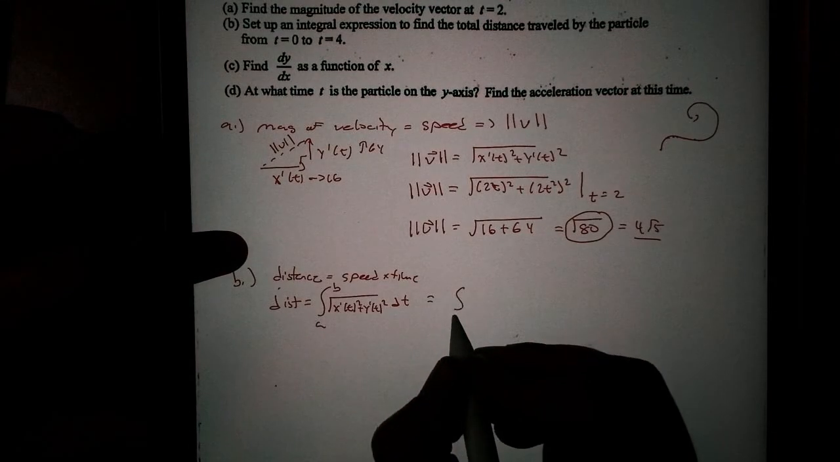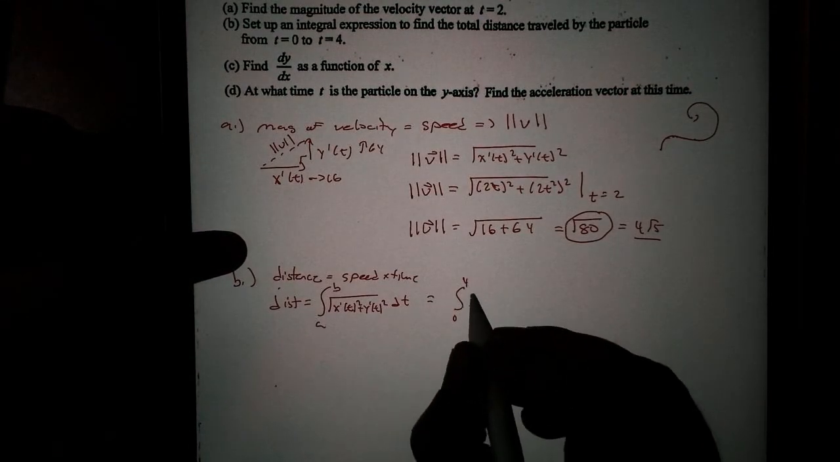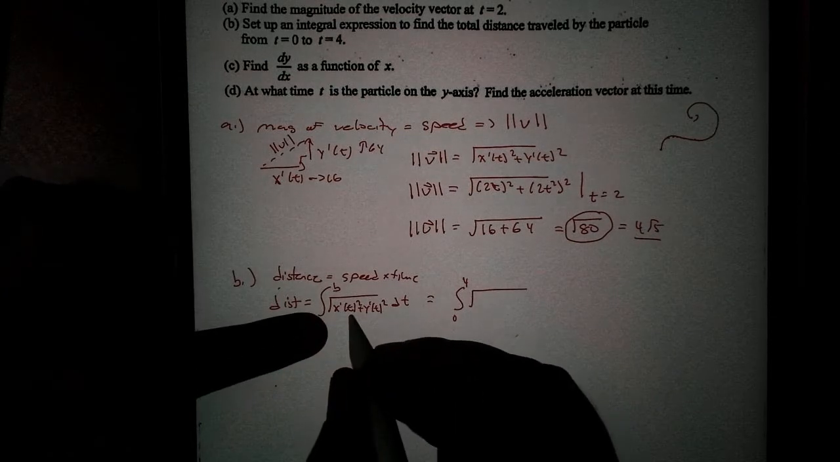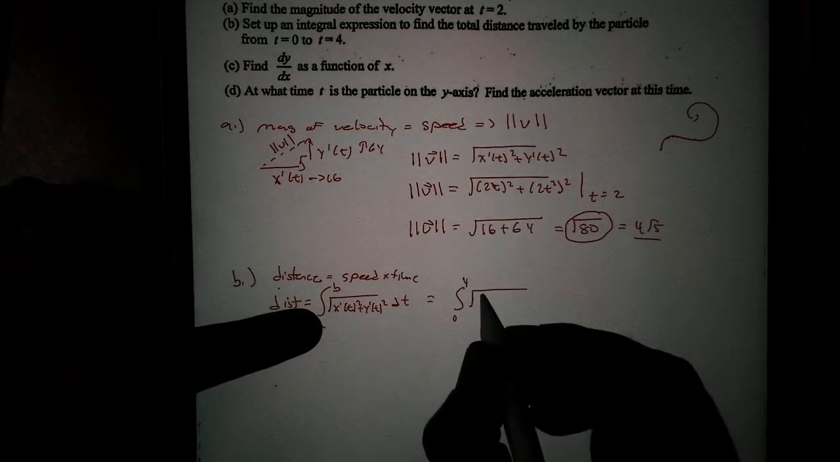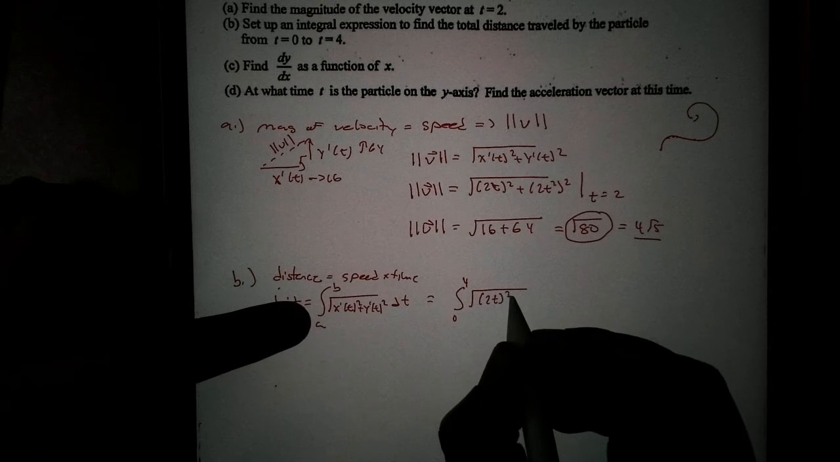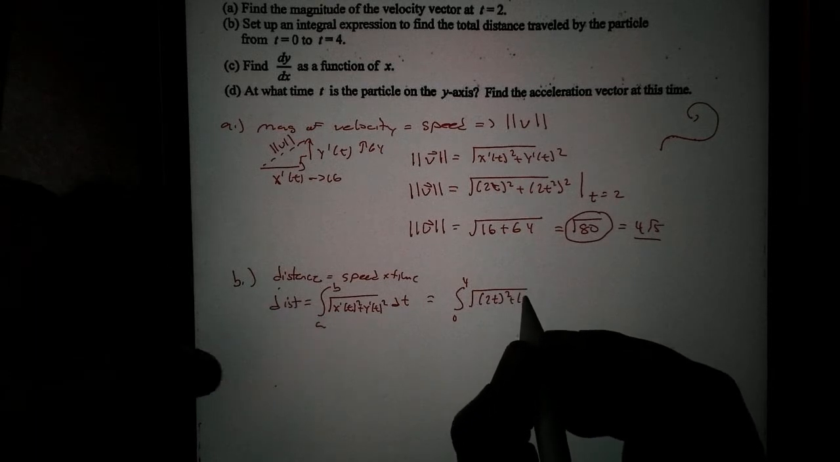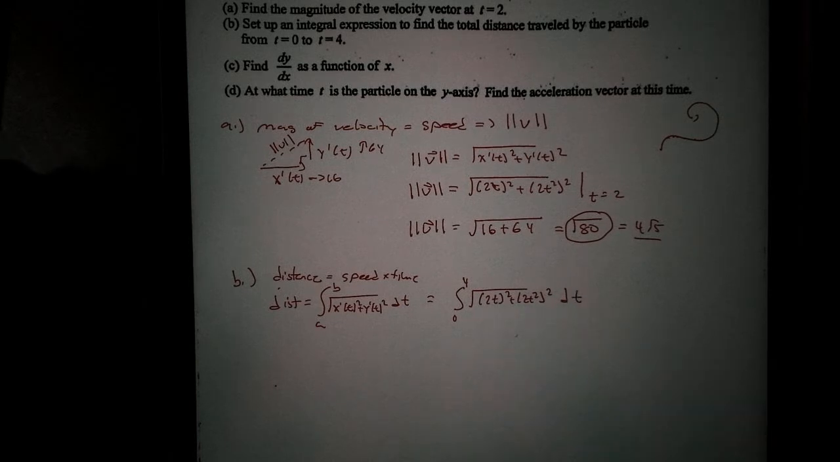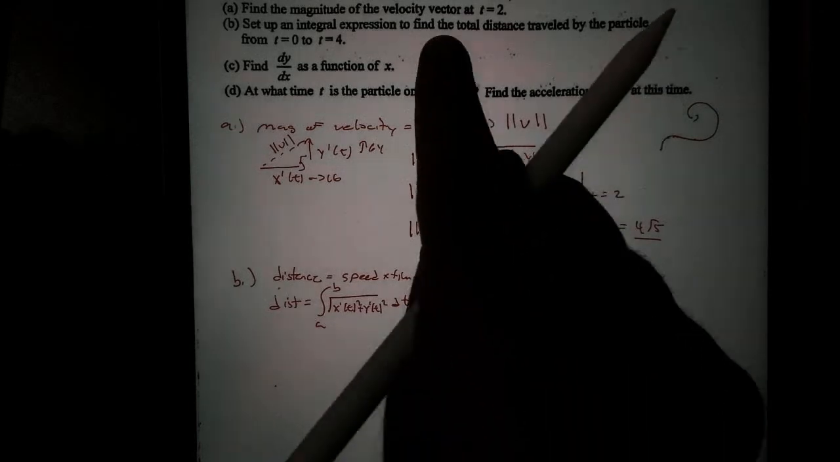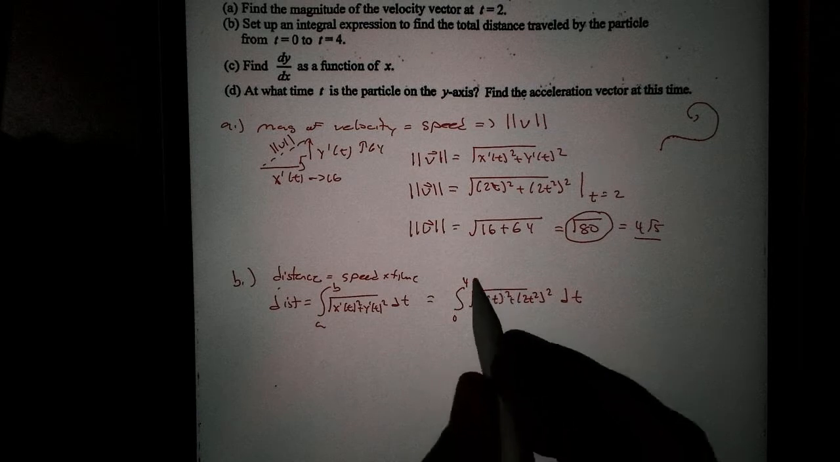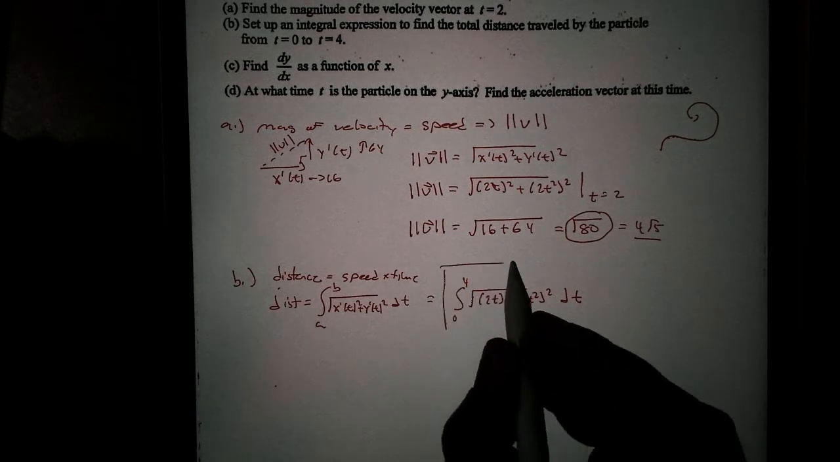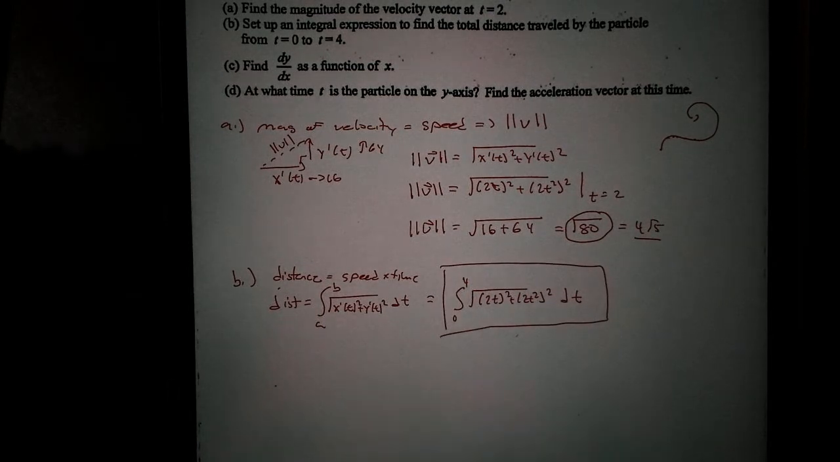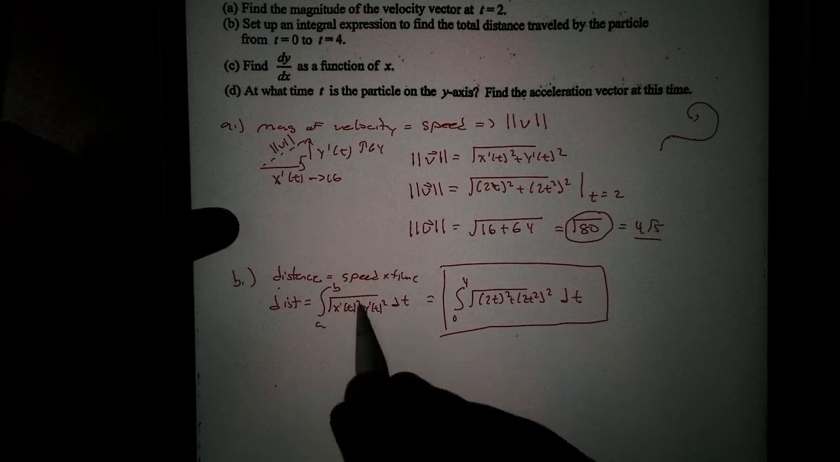So we would integrate from 0 to 4 the square root of x prime of t squared plus y prime of t squared, so that is the square root of (2t) squared plus (2t squared) squared, dt. Don't forget your dt. They don't ask us to solve it, so we can leave this alone. That's okay to do. They don't ask us to solve it, so don't solve it.